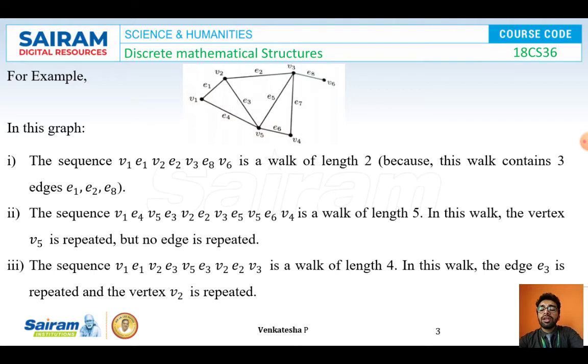Next one, the sequence v1 e1 v2 e3 v5 e3 v2 e2 v3. So v1 e1 v2 e3 v5, again it is going through e3 only. Again it is coming back to v2 e2 v3. So it's a walk of length 4, since it contains 4 edges, and edge e3 is repeated, and the vertex v2 is also repeated here.